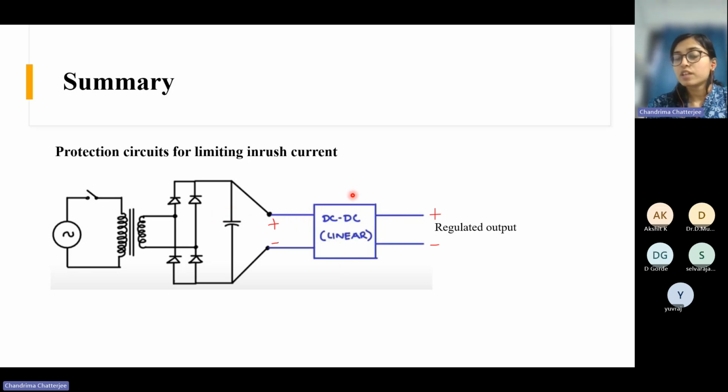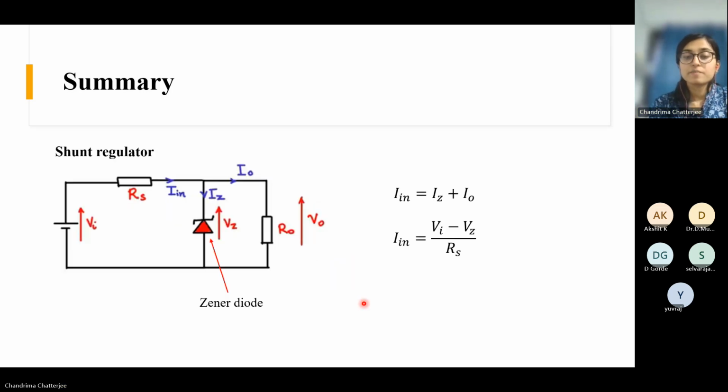So you will have to put something in between the unregulated output voltage and the regulated output. So these DC-DC linear regulators are there. And we also studied switched mode converters. You can also use switched mode converters to control. So first we discussed the linear regulators, but they are not very efficient. That's why they are not used in high power applications. We use switched mode converters. Okay.